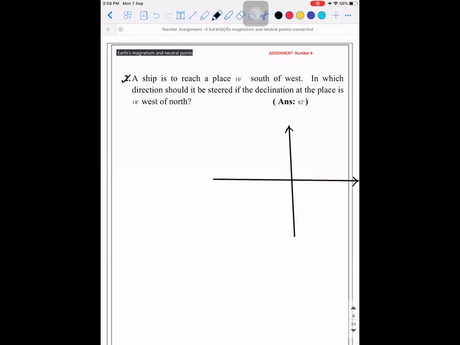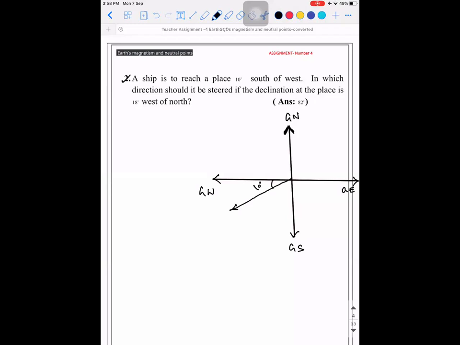So this is what direction? The top one, north. What north? Geographic north. There's geographic south, geographic west, and geographic east. Accepted? So where is the ship expected to reach? The ship is expected to reach 10 degrees south of west, 10 degrees below west. But how much is the declination at that place?